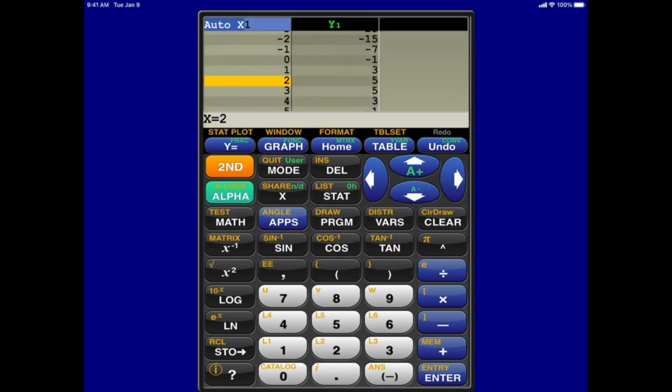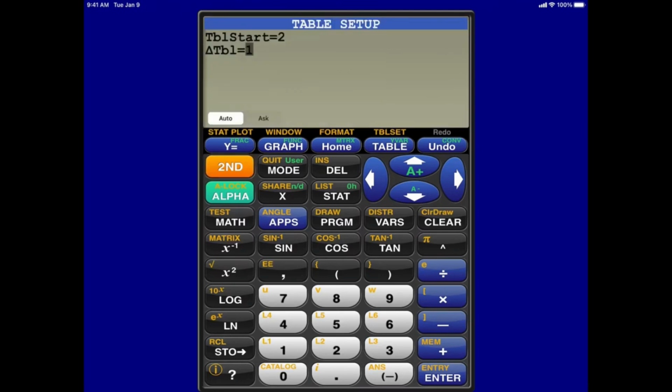You're looking for changes on the y side from a negative to a positive. So I see one there between 0 and 1, and I see another one between 4 and 5. And then we're going to try to get even better than that. So let's change it now to 0.1.